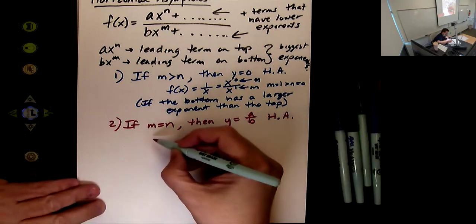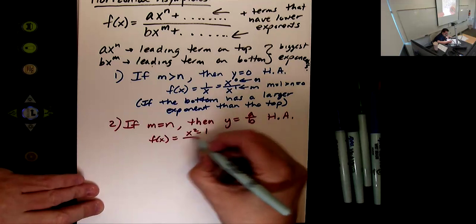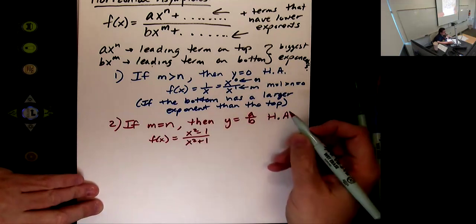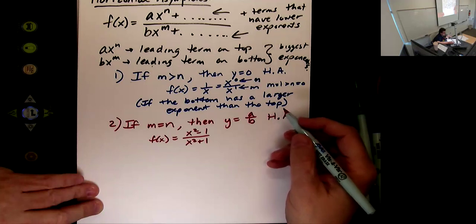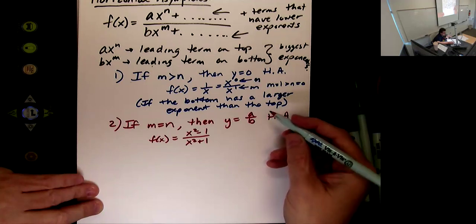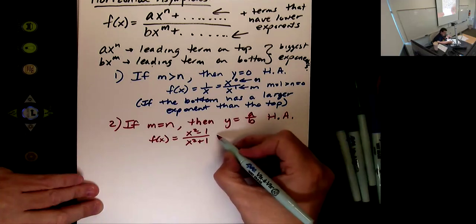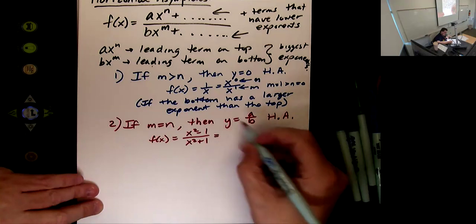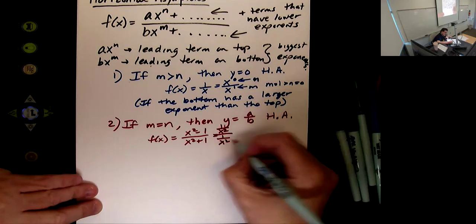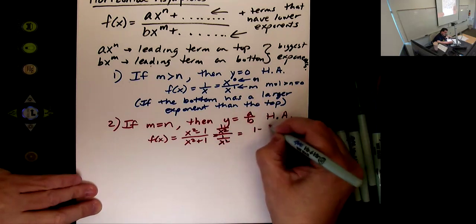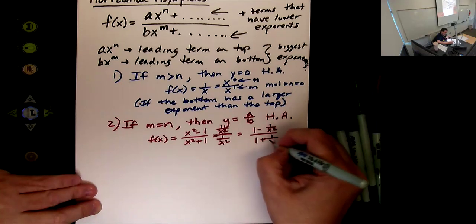This is kind of like it, maybe if I had f of x equals x squared minus 1 over x squared plus 1. It's the same degree on top and bottom. If I multiply by 1 over x squared on top and bottom, we would have 1 minus 1 over x squared over 1 plus 1 over x squared.